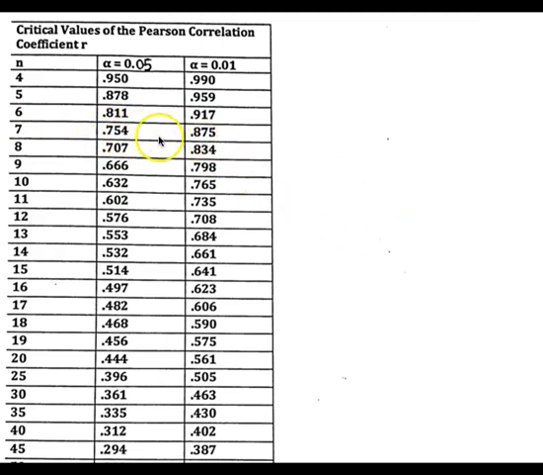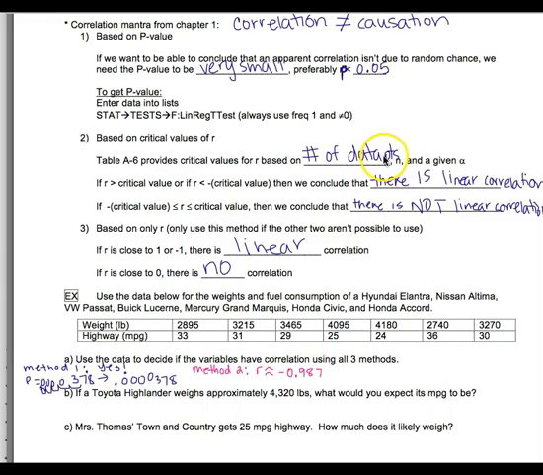What it says, and it didn't tell us what alpha to use, if we're using alpha equals 0.05, negative 0.987 is definitely less than negative 0.754. So at the 0.05 level, we would definitely say yes, it has linear correlation. Even if I use the 0.01 level, I still have a value that is more negative than negative 0.875. So in this case, it doesn't matter which alpha level we use. We can say that r is less than the critical value, which means that this method also gives us a yes.